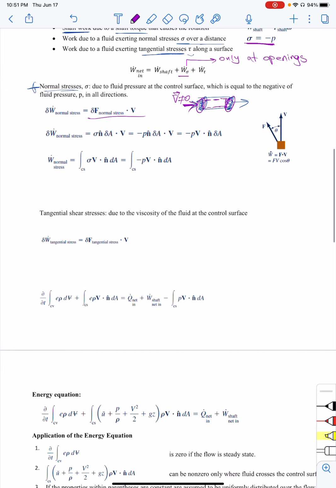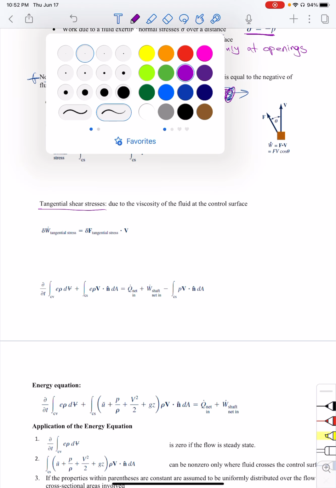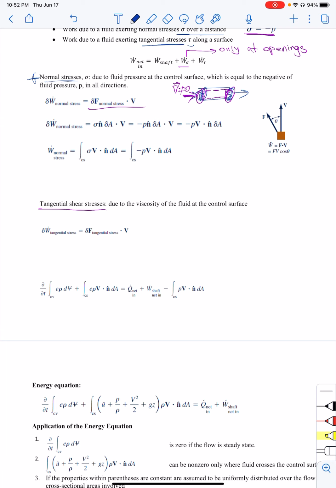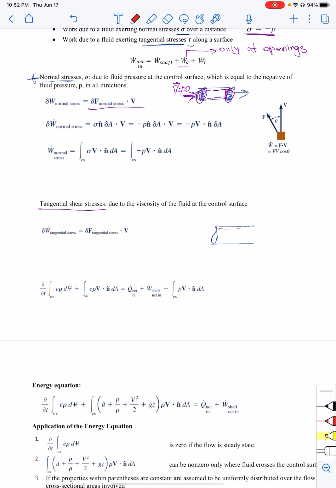So let's go to the next definition, which is the tangential shear stress. So tangential shear stress is happening due to the viscosity of the fluid at the control surface, right? So let's just say I have a pipe like this, and then this is my control volume.